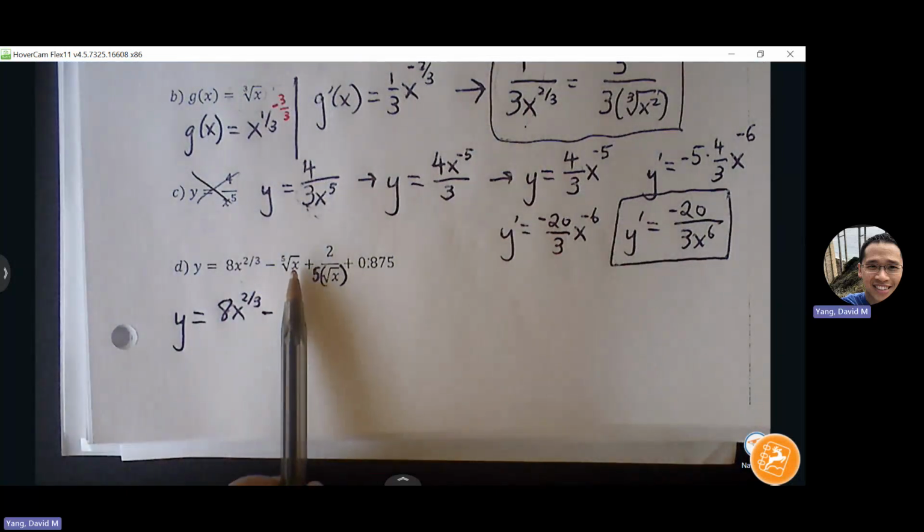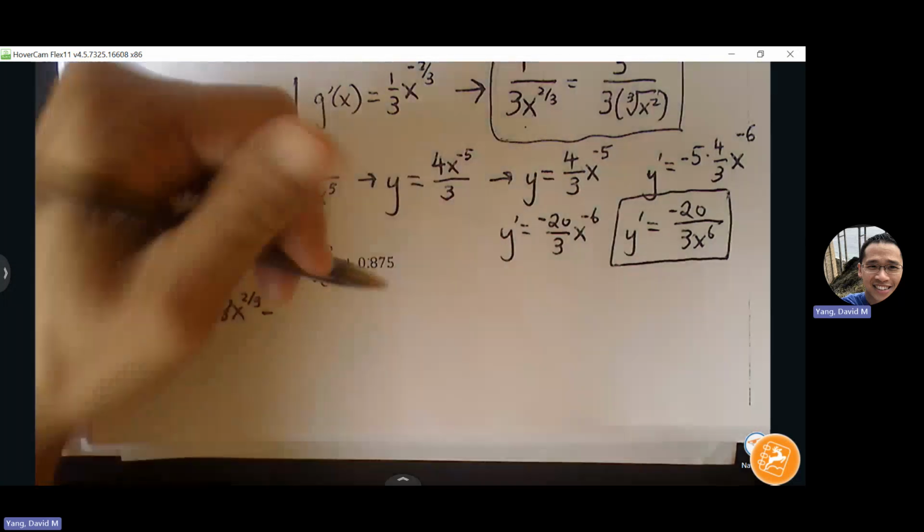Okay, is the next term ready? No. How can I rewrite it? Minus x to the 1/5. Good. X to the 1/5.